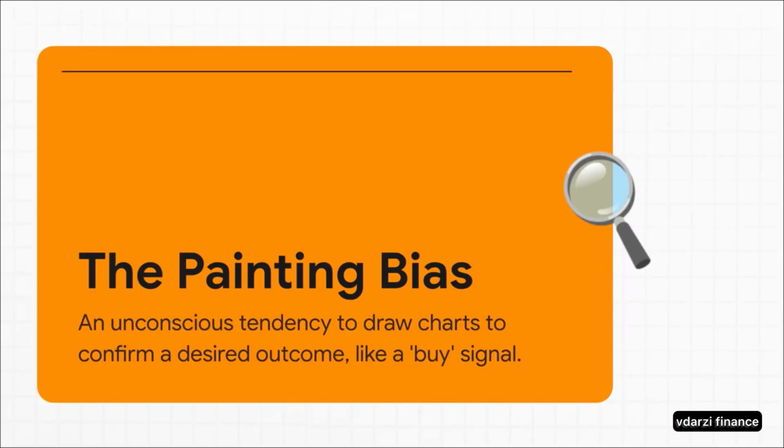So what is it? Well, the painting bias is basically that unconscious little pull to make the chart fit the story you want to see. You're looking for a buy signal, right? So you subconsciously adjust a trend line just a tiny, tiny bit to make one appear. Now, look, this isn't usually some kind of deliberate fraud. It's just a really dangerous mental shortcut.